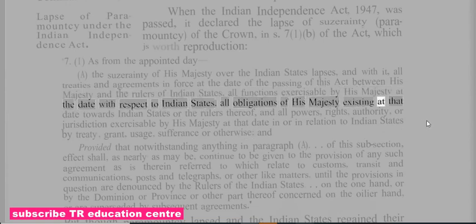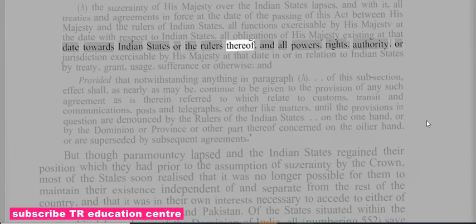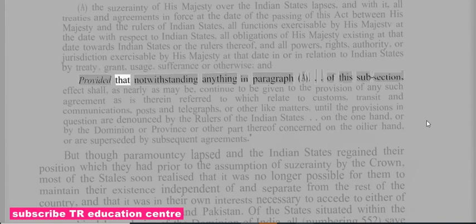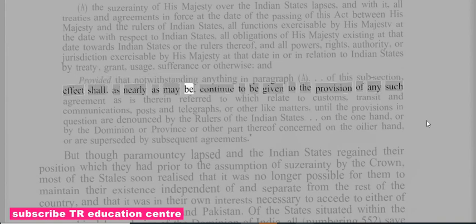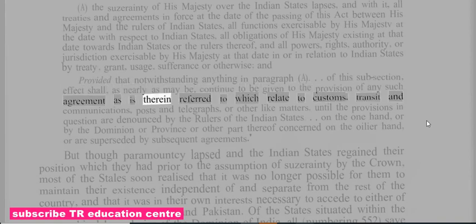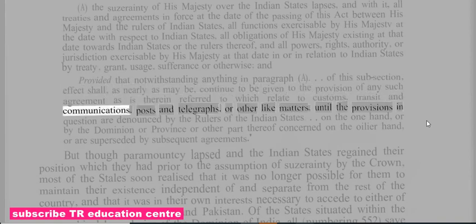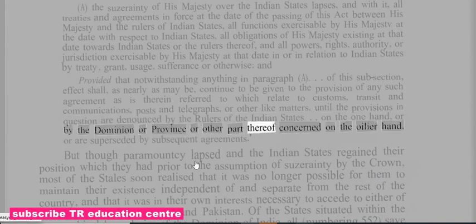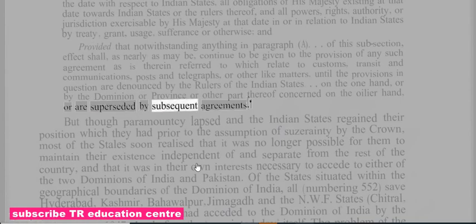all obligations of His Majesty existing at that date towards Indian states or the rulers thereof, and all powers, rights, authority, or jurisdiction exercisable by His Majesty at that date in or in relation to Indian states by treaty, grant, usage, sufferance or otherwise. Provided that notwithstanding anything in paragraph (a) of this subsection, effect shall, as nearly as may be, continue to be given to the provisions of any such agreement as is therein referred to, which relate to customs, transit and communications, posts and telegraphs, or other like matters, until the provisions in question are denounced by the rulers of the Indian states, on the one hand, or by the dominion or province or other part thereof concerned on the other hand, or are superseded by subsequent agreements.